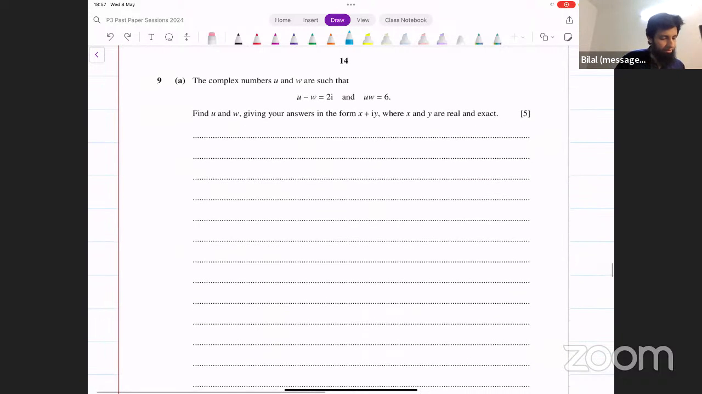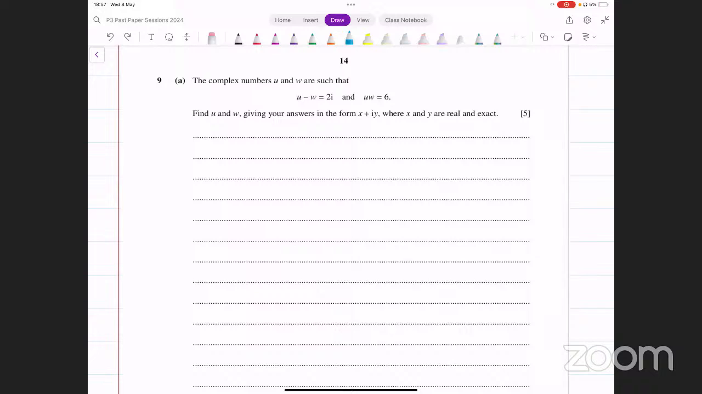Question number 9, again, I think this is also not that difficult. Let me see, u minus w equals 2 iota and uw equals 6. You just have to solve these simultaneous equations.